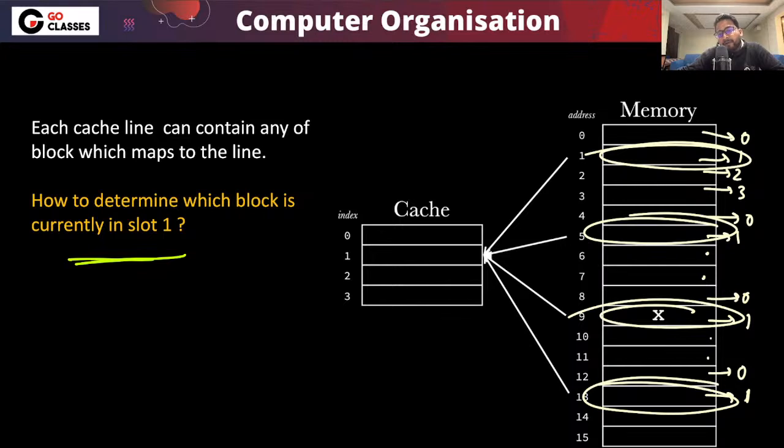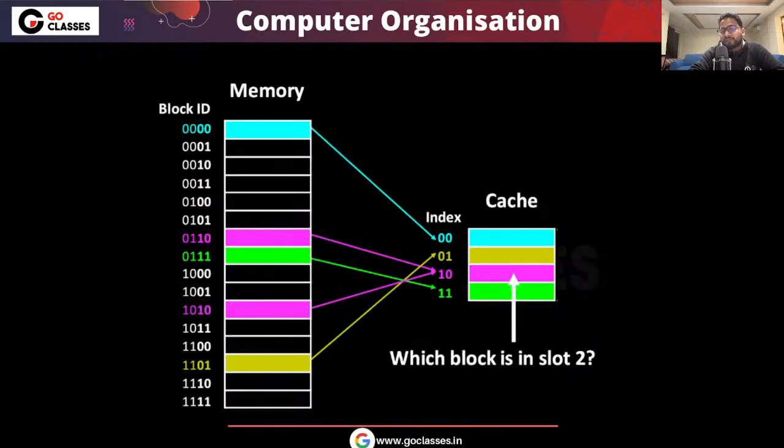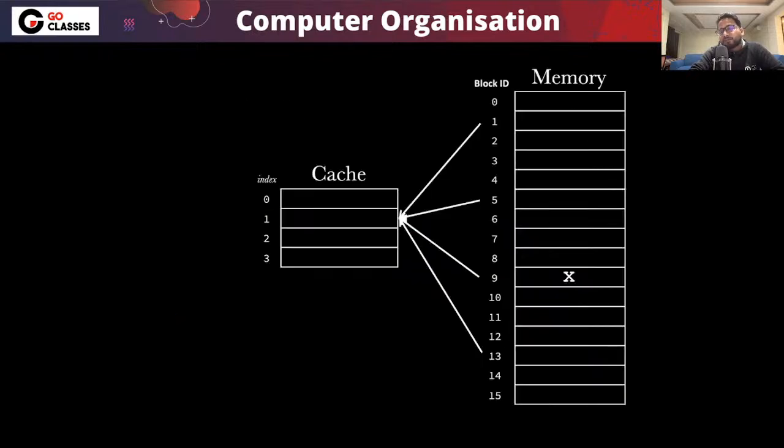So if I'm mapping multiple blocks into just one line, the question naturally arises: at this point in time it is holding 1 or 5 or 9 or 13, something like this, right? Which one is it holding? This is the natural question. So how to answer it? We can have some tag, or some bits, to store that currently it is holding block number 1. I can directly store the block number, right?